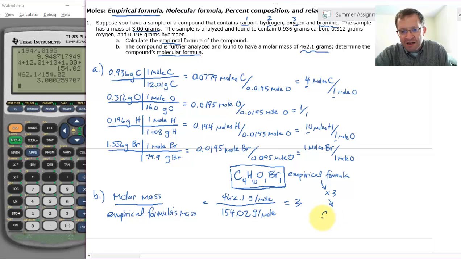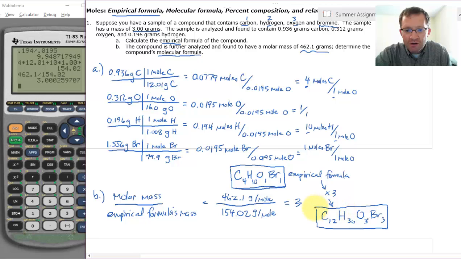C4 times 3 would mean C12. H10 times 3 would mean H30. O1 times 3 would be O3. And Br times 3 would be Br3. C12H30O3Br3. That's the same ratio as we had in our empirical formula, which was 4 to 10 to 1 to 1. Just everything's 3 times bigger, because we found out that our molecular formula is 3 times larger than our empirical formula. So this is my molecular formula.